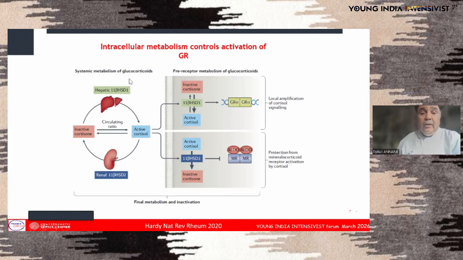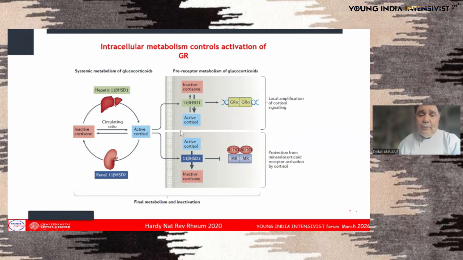Also, glucocorticoid receptor activation is preceded by metabolism, by intracellular metabolism pathways, and that occurs in the kidney, in the liver, but also during inflammation in other tissues like the adipose tissue, for example. And that main metabolic action is the shuttle that inactivates cortisol to the inactive cortisone form.